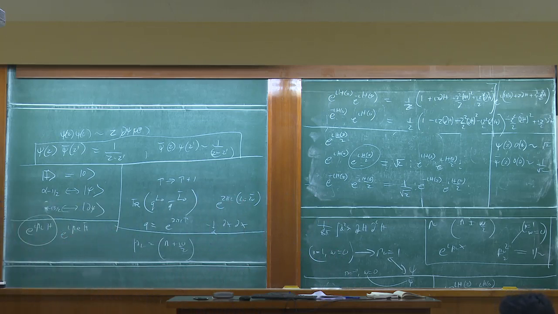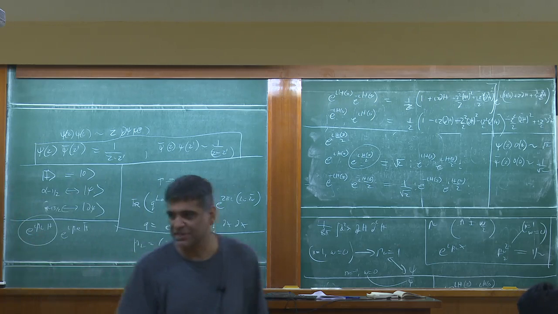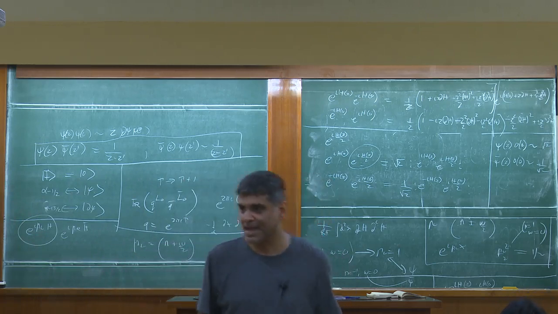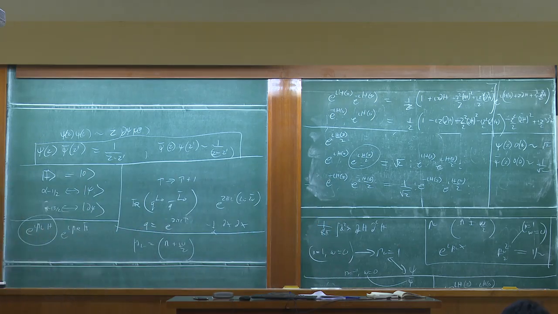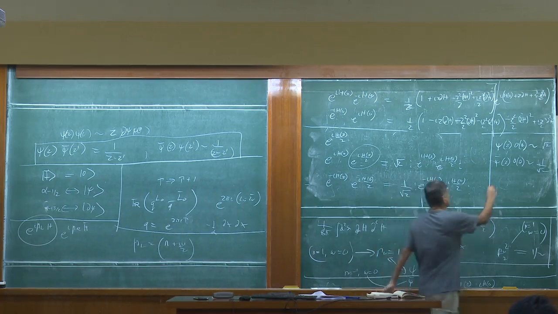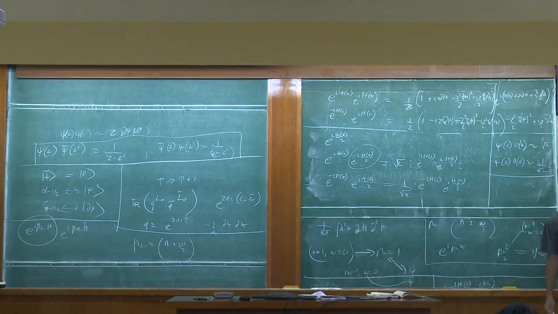These operators have charge half. These operators have charge half under what? Under U1 charge? Yes, they have charge half, as they should have had, because they're dual to e to the power I h by 2. Okay, but now let us understand a little more about these operators. First, let's compute their scaling dimension.